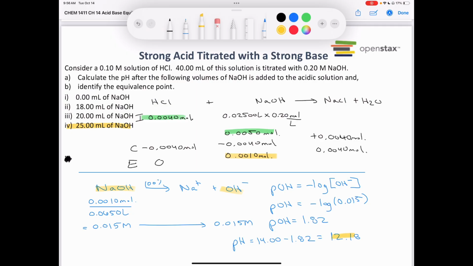Well, was I right? Yes. We can see that the pH skyrocketed when we added an excess of sodium hydroxide, when we passed that equivalence point where the number of moles of acid was equal to the number of moles of base. Now let's see what this looks like on a graph.